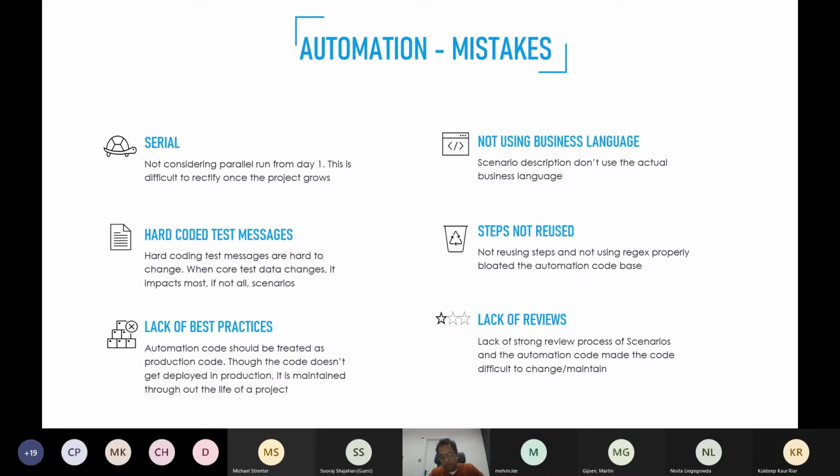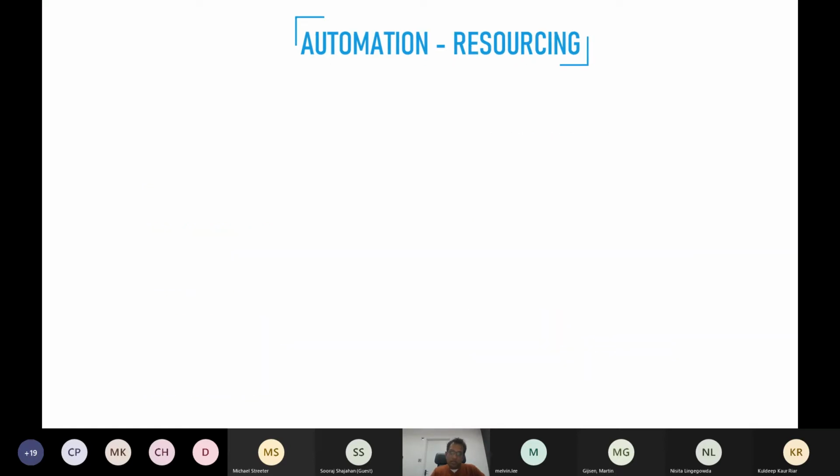If you are planning to implement automation code, it's quite important you consider all of this. The next one is resourcing.